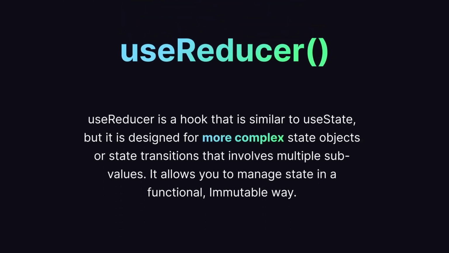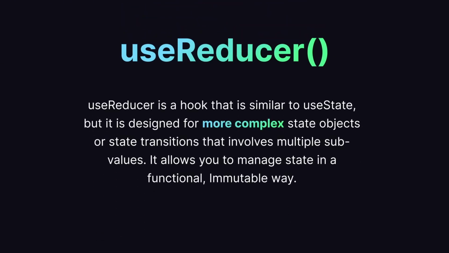Now let's talk about the useReducer hook. So useReducer is a hook that is similar to the useState hook, but it is designed for more complex state objects or state transitions that involve multiple sub-values. So it allows you to manage state in a functional and immutable way. I know the definition sounds a bit scary, and trust me, the syntax is even scarier, but throughout the course, I promise I'm going to give you a lot of practice with the useReducer hook.